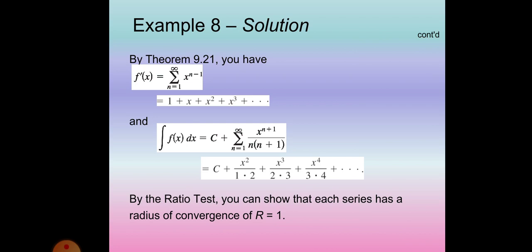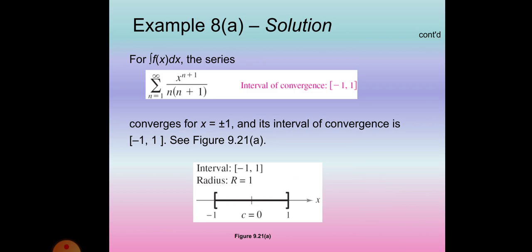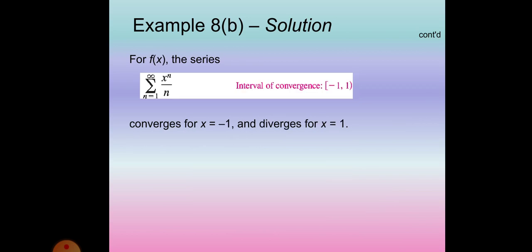By the ratio test, you can show that each series has a radius of convergence of r is equal to 1. Considering the interval of negative 1 and 1, you have the following. For the antiderivative of f of x dx, the series converges for x equal to positive or negative 1, and the interval of convergence is negative 1 to 1, as seen in the figure below.